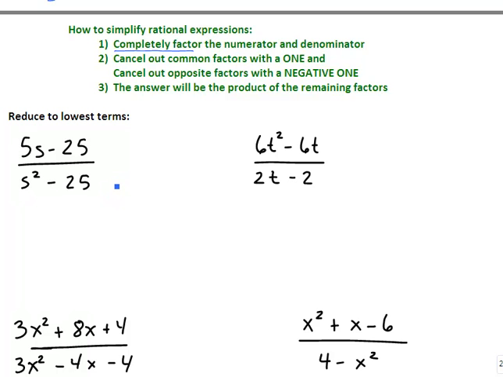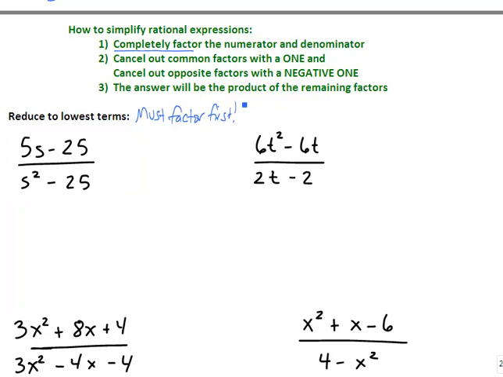So, for example, if I have 5s minus 25 over s squared minus 25, it's very tempting to want to cross off these 25s right away. However, you cannot cancel out sums or differences. You can only cancel out factors, which are products. So before you can cancel anything out, you must factor first.